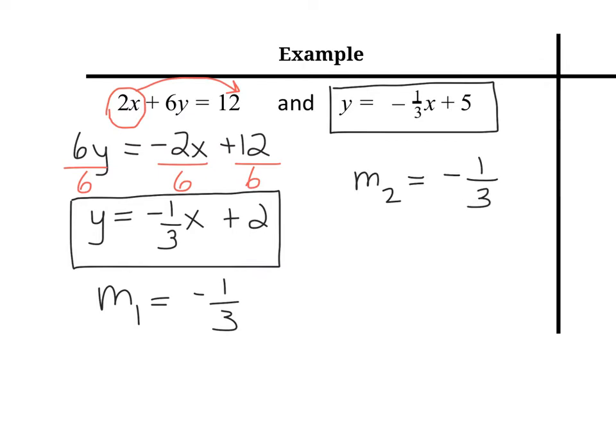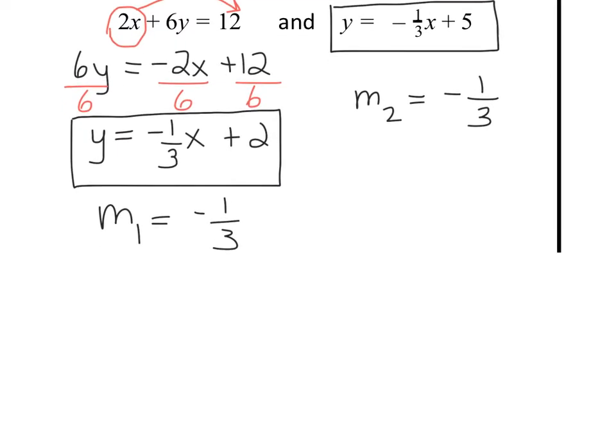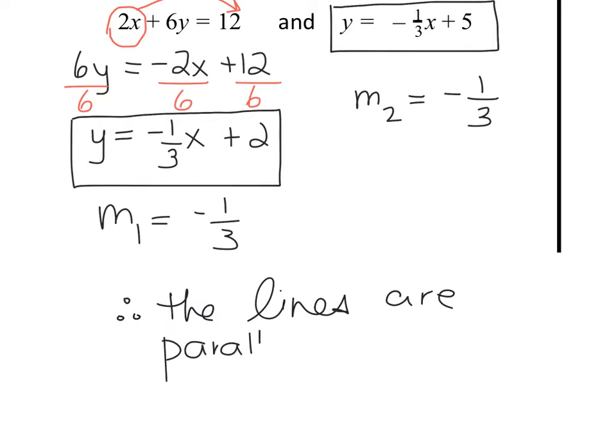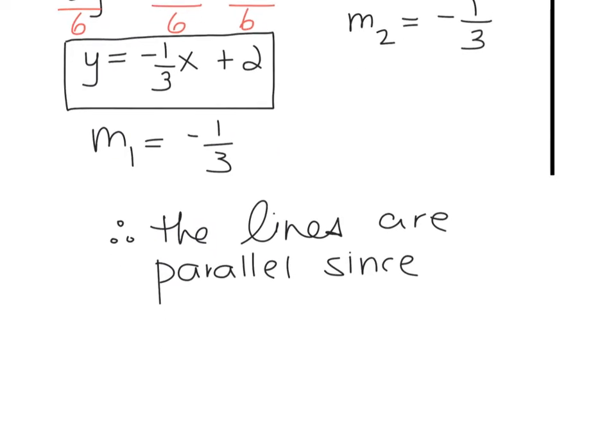So are the slopes the same? Yes, they are the same in both equations. So because the slopes are the same, we can conclude that these lines are indeed parallel. So I'm going to say, therefore, the lines are parallel since m1 is equal to m2.